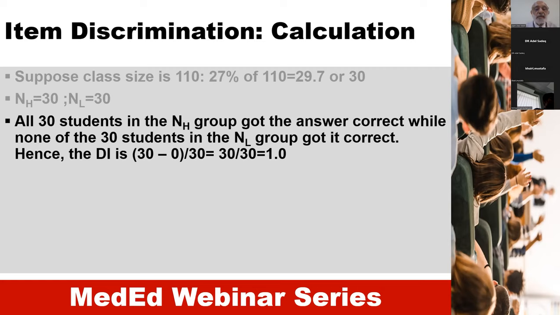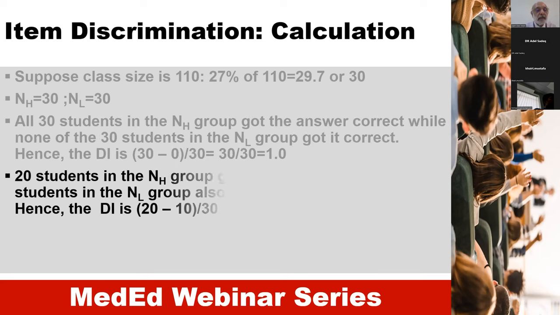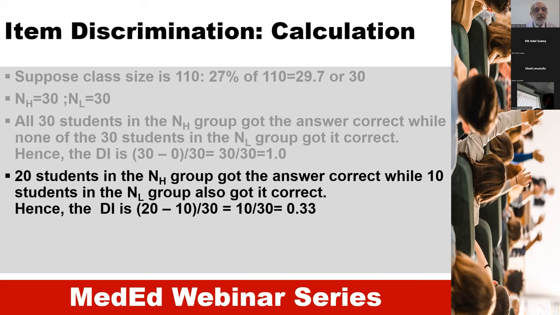So if all 30 students in the higher group got the answer correct, while none of the 30 students in the lower group got it correct, the discrimination index would be 1. That is 30 minus 0 over 30 is 1. That means very high discrimination. In another situation, if 20 students in the higher group got the answer correct, while 10 students in the lower group got it correct, then 20 minus 10 divided by 30. So here the discrimination index would be 0.33.